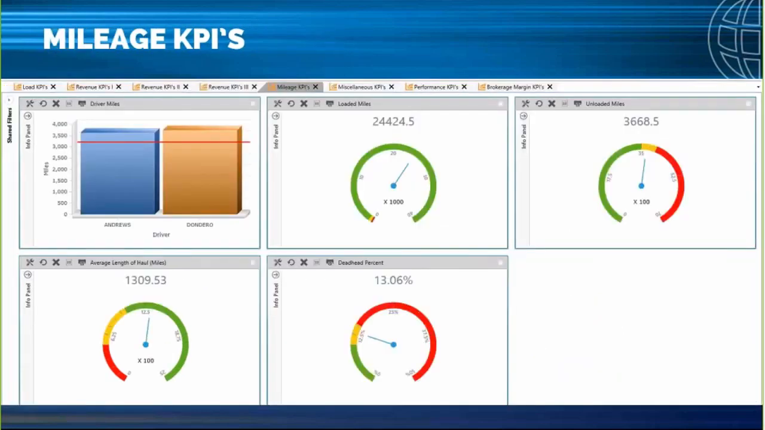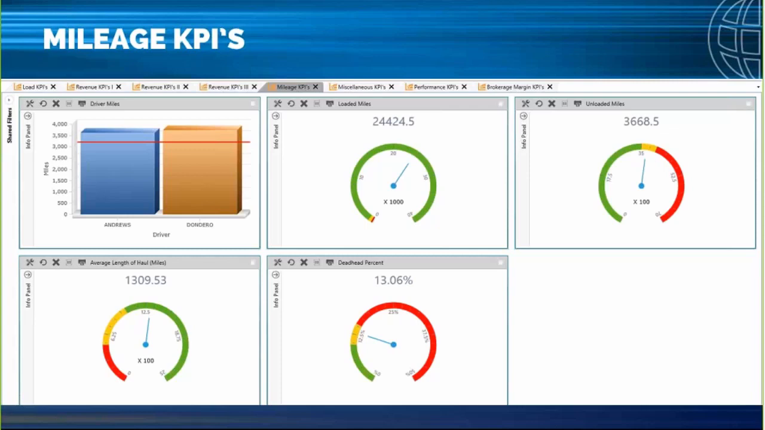Some of the mileage KPIs that come preloaded, driver miles. So if drivers are being paid on a per mile basis, you may want to see once again all your drivers and see drivers that are above or below the line so that one driver isn't running a lot more miles than another driver and feeling that they're not getting their equal share.